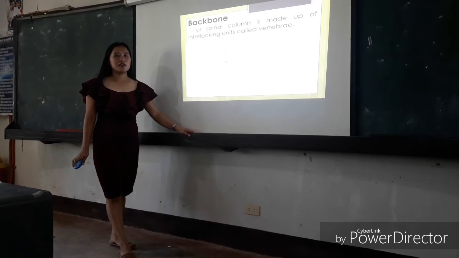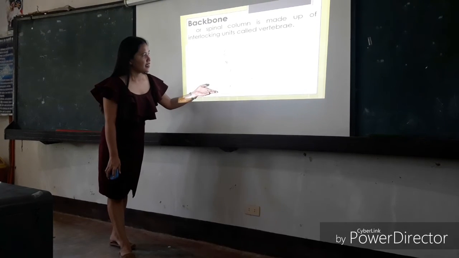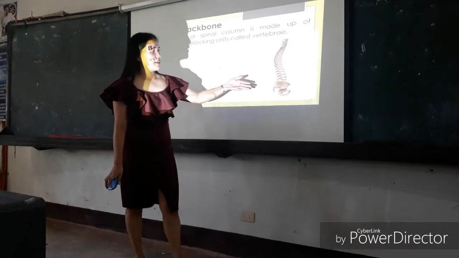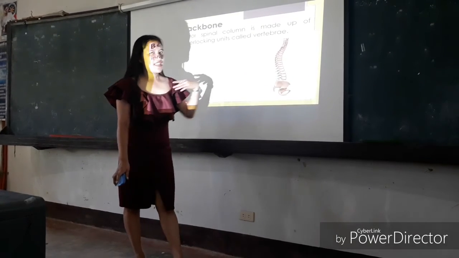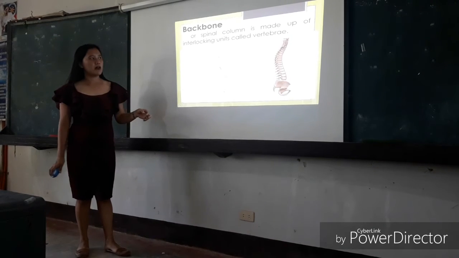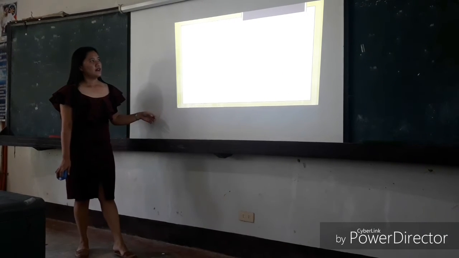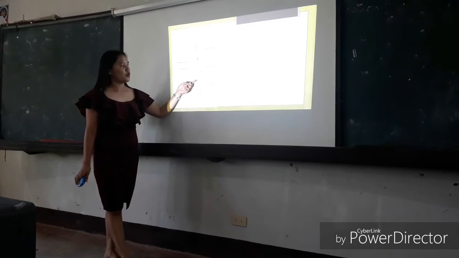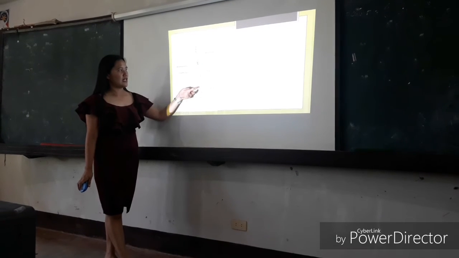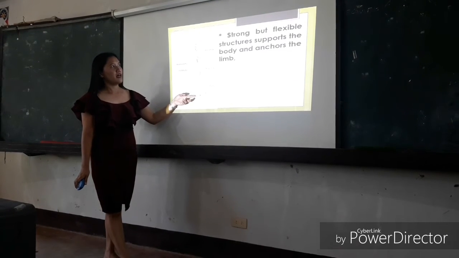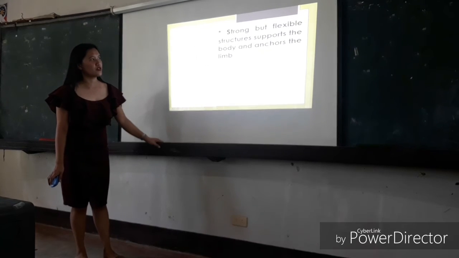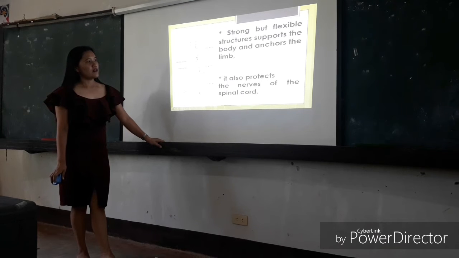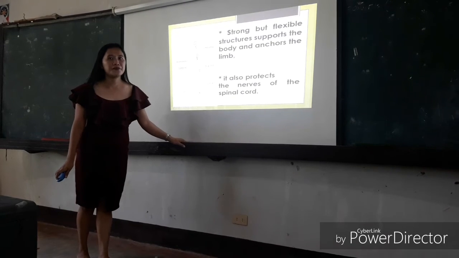So there are some examples of a backbone. This one is an example of a human backbone, and this one is an example of an animal backbone. What is the function of the backbone? A backbone is a strong but flexible structure that supports the body and anchors the limbs, and it also protects the nerves of our spinal cord.